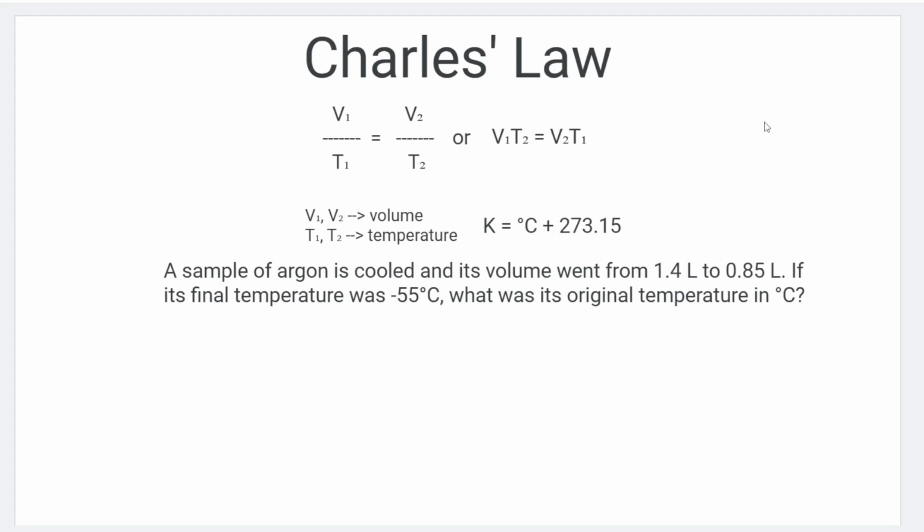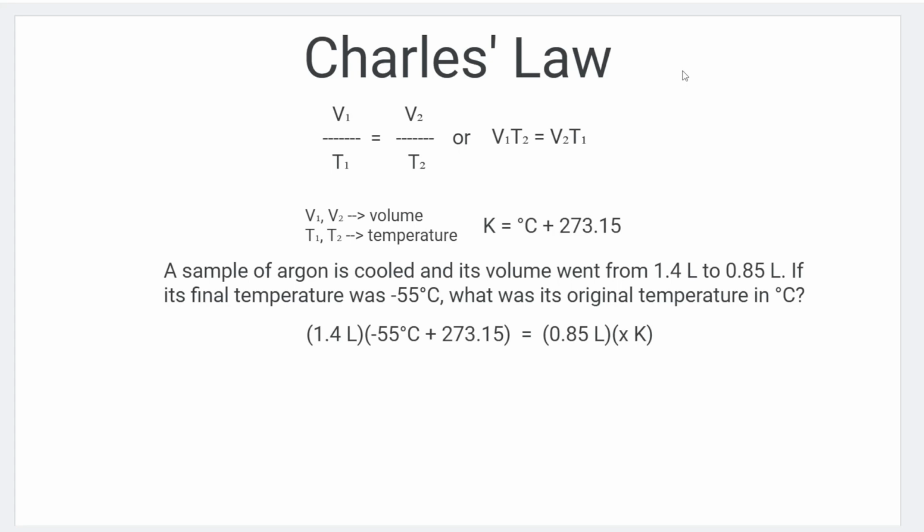A sample of argon is cooled and its volume went from 1.4 liters to 0.85 liters. If its final temperature was negative 55 degrees Celsius, what was its original temperature in Celsius? So we are provided with volume 1, volume 2, and temperature 2, since this is the final temperature. We can now plug these values into Charles's law. And so we have 1.4 liters multiplied by temperature 2, which we convert to Kelvin by adding 273.15, equals 0.85 liters times X Kelvin.